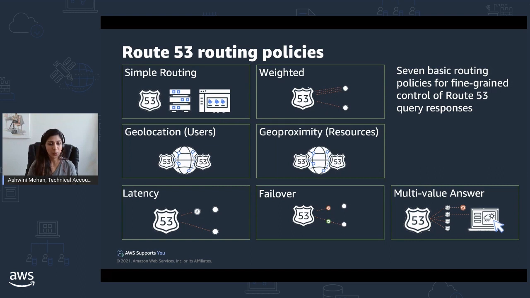The last one we have in our list is the multi-value answer routing policy. To route traffic approximately randomly to multiple resources, the customer can create one multi-value answer record for each of your record sets and optionally associate a Route 53 health check with each record. Amazon Route 53 will respond to your DNS query with up to 8 healthy records and gives a different answer to different DNS resolvers.